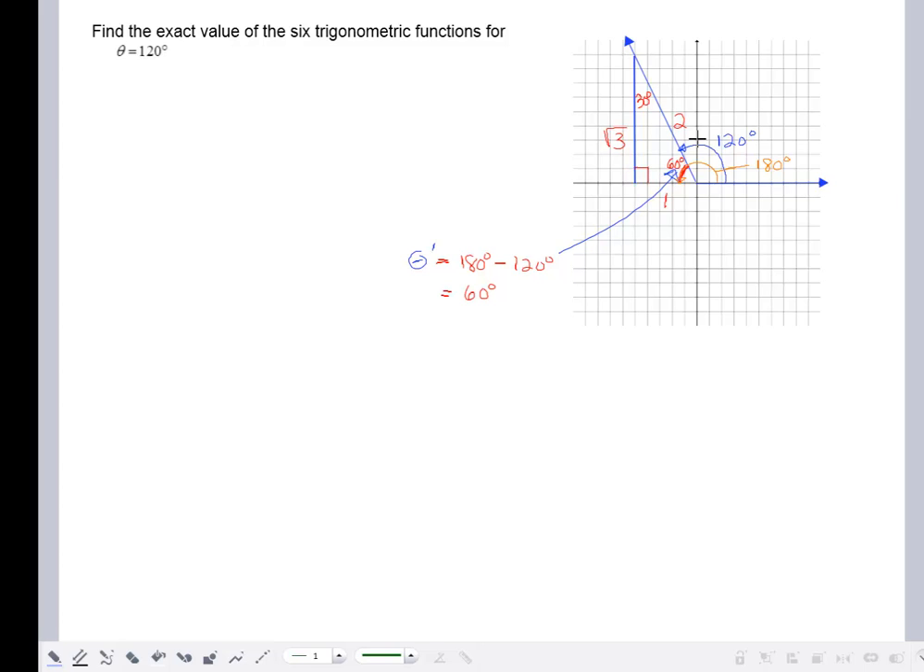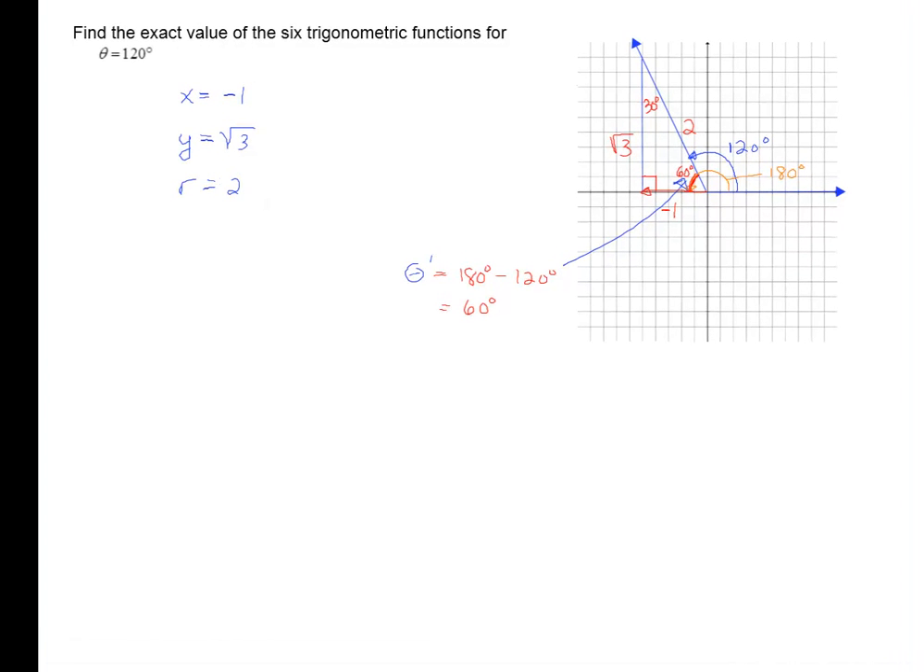Now, one thing before we move on is we have to remember that we're in the second quadrant. And in the second quadrant, we're moving in the negative x direction, which makes x -1. So let's go back and record these values now. X equals -1. Y equals the square root of 3. And R equals 2. At this point, we're ready to find our trig functions.